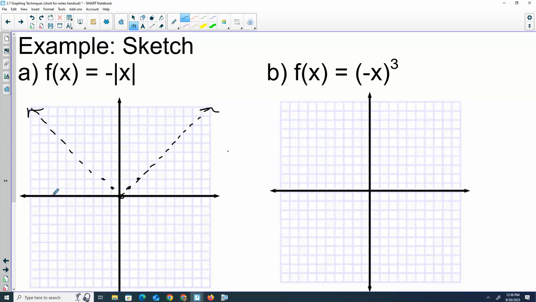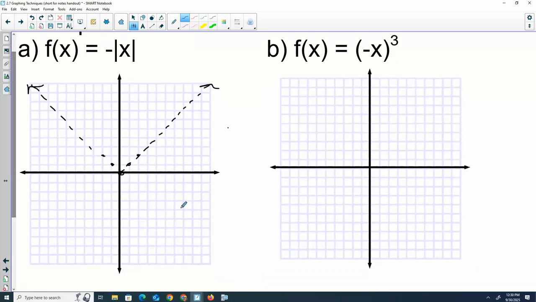All right, what does the negative in front do? Flip it. It's like taking your ordered pairs and making the y negative. You could also just plug in points if you weren't sure. The absolute value of 1 is 1, but then the negative in front makes it negative 1. Put in a 2, you get negative 2. Put in negative 1, you get negative 1. Negative 2, negative 2. So it's flipping it over the x-axis. Flip or reflect.